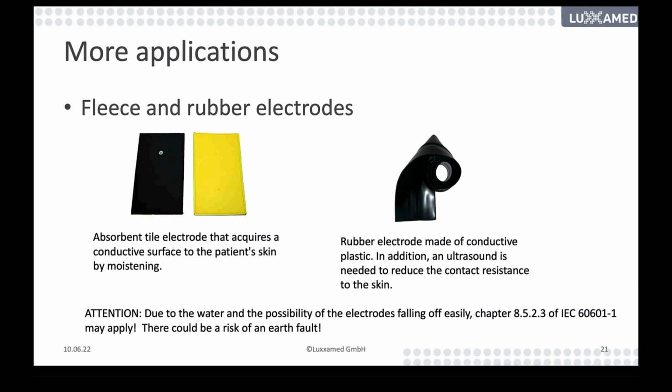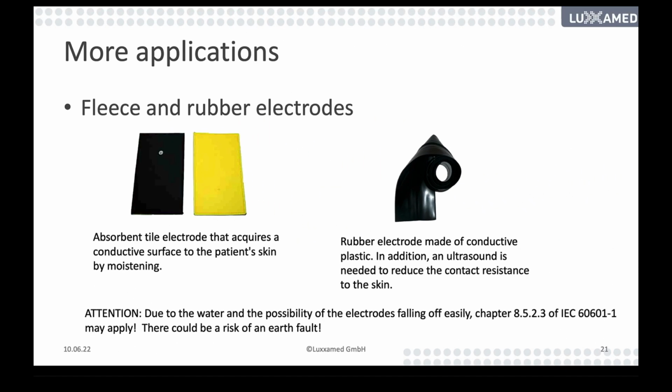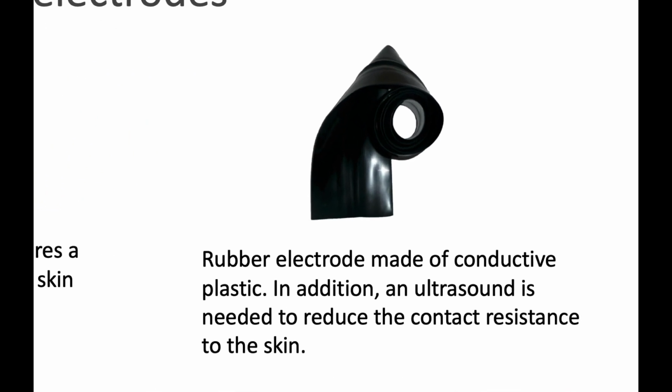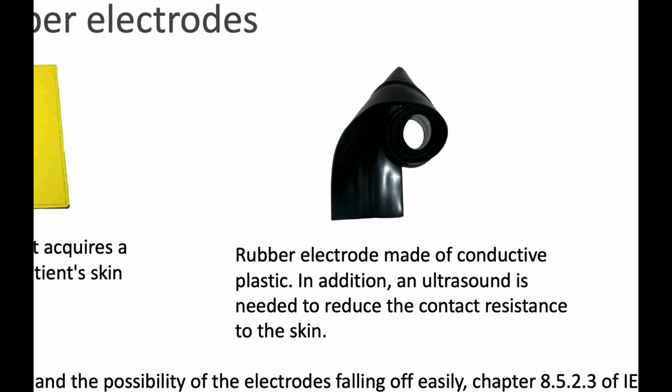Okay, let's switch to the other forms of application, and there we have the fleece and rubber electrodes. It's an absorbent, tile-like electrode that acquires a conductive surface to the patient's skin by moistening, so you take some water on it or something like this. On the other hand, we have the rubber electrodes. It's a plastic gummy electrode, and you have to use an ultrasound gel to reduce the contact resistance to the skin.